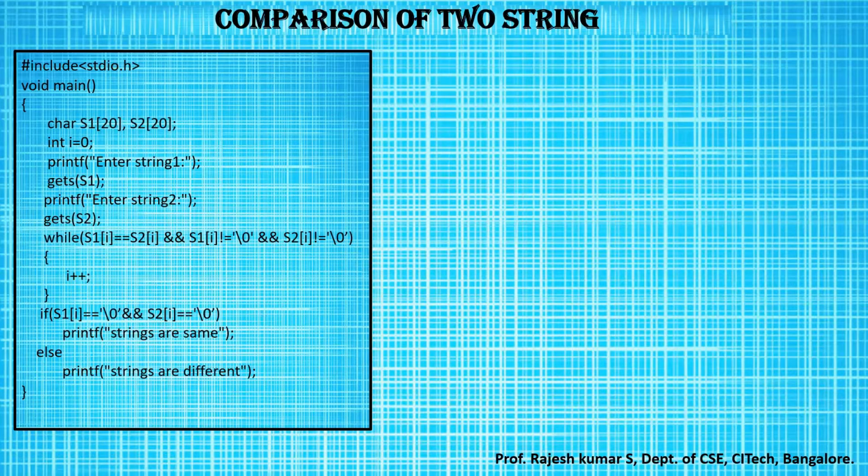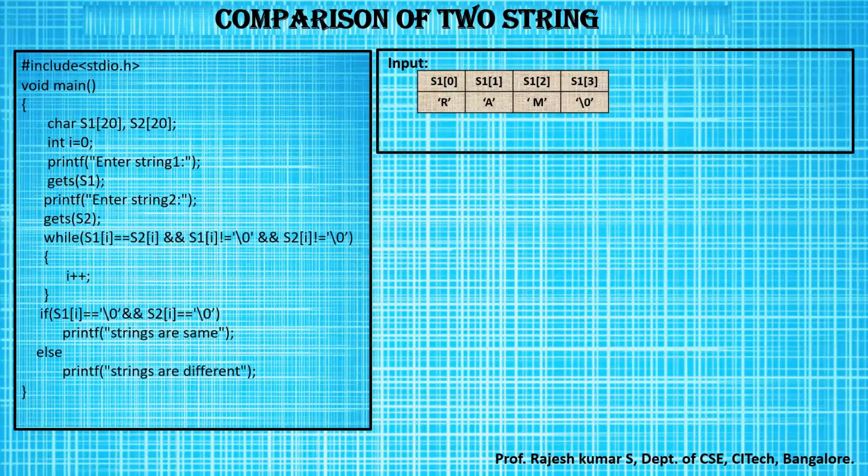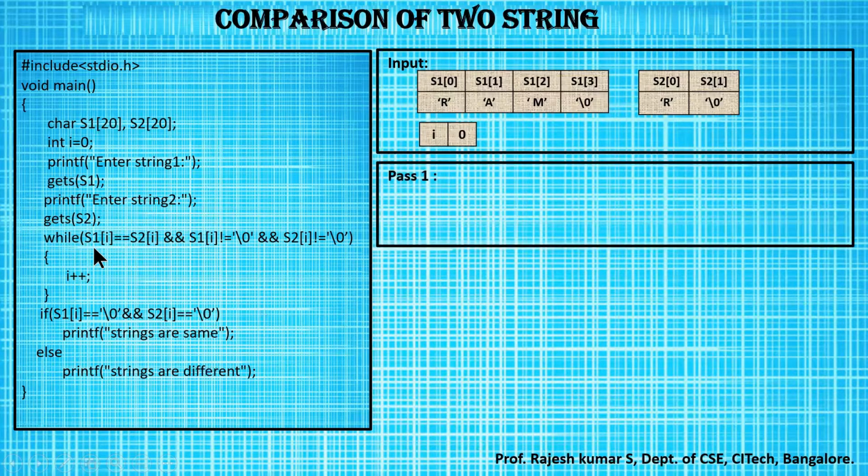Now let us see one more example program, to display the message strings are different. For example, here I've taken two strings. In the S1 array, I've stored RAM, and in the S2 array, I've just read the value R. I've read the character R over here. That's all. So coming to the logic of the program, we'll just start the tracing of the program.